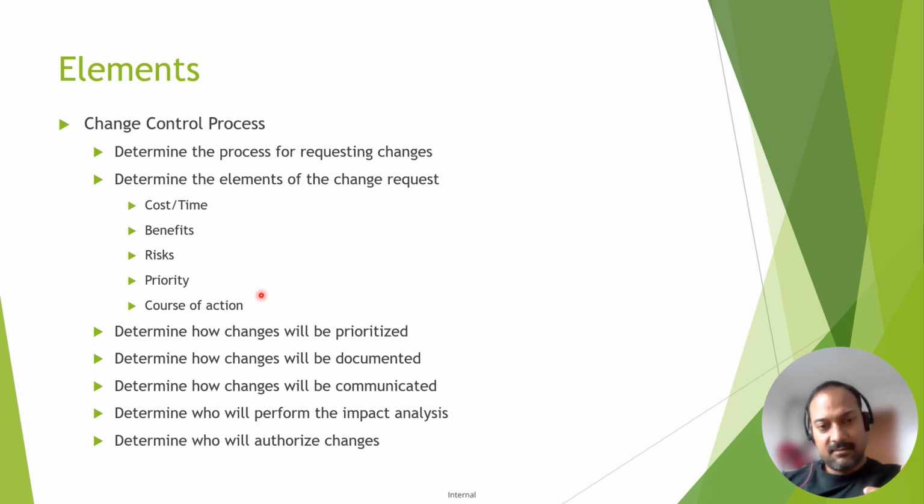And then whatever course of action the stakeholders recommend, the business analyst takes that here. Then determine how changes will be prioritized. If a set of changes has been floating around, or the change control board gets so many change requests, then the prioritization is also done among that group. Determine how changes will be documented. The business analyst also determines how the changes will be documented, whether they need to create separate requirement documentation, or Jira is enough, or they have to do everything in Confluence, or some other documentation is required.